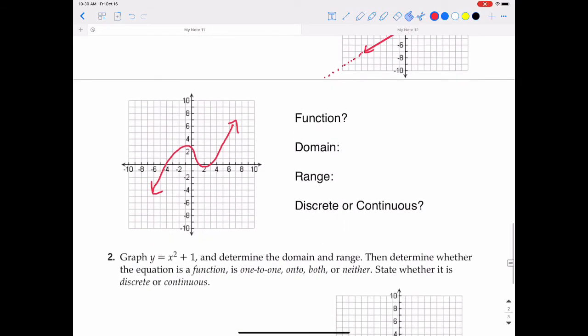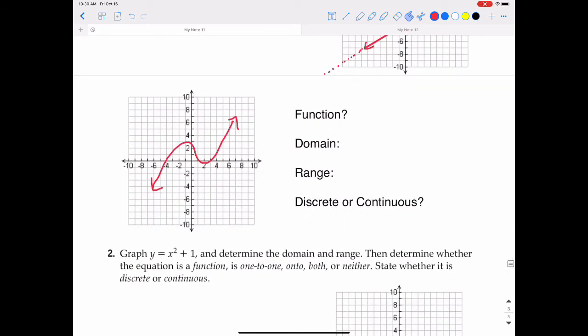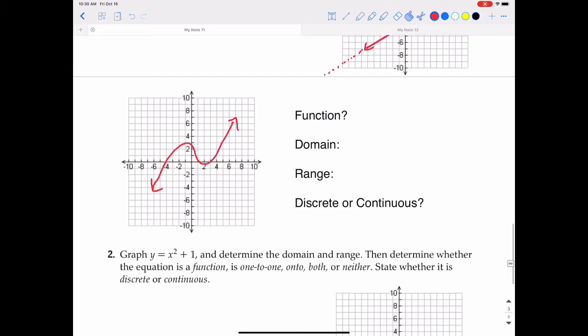Here's another one. So let's answer the same questions. First off, is it a function? Yes, it is. We can draw a straight vertical line across that and not touch 2 points at the same time. What's the domain? Well, since it goes to the right forever and keeps moving towards the left forever, the domain, again, is all real numbers.